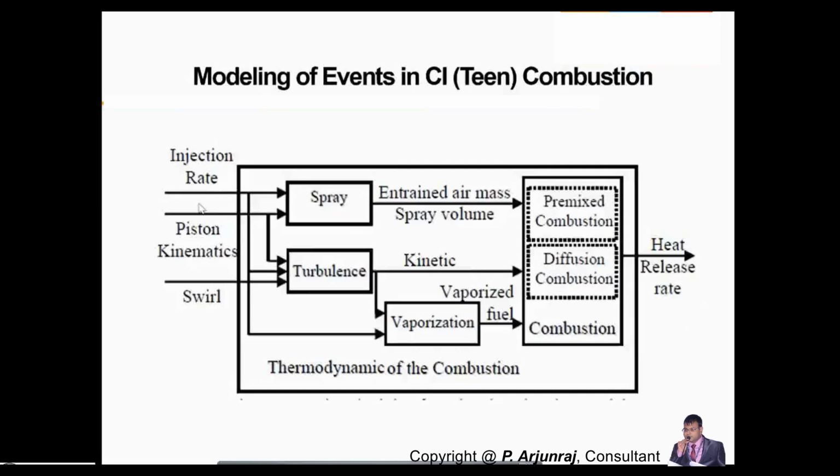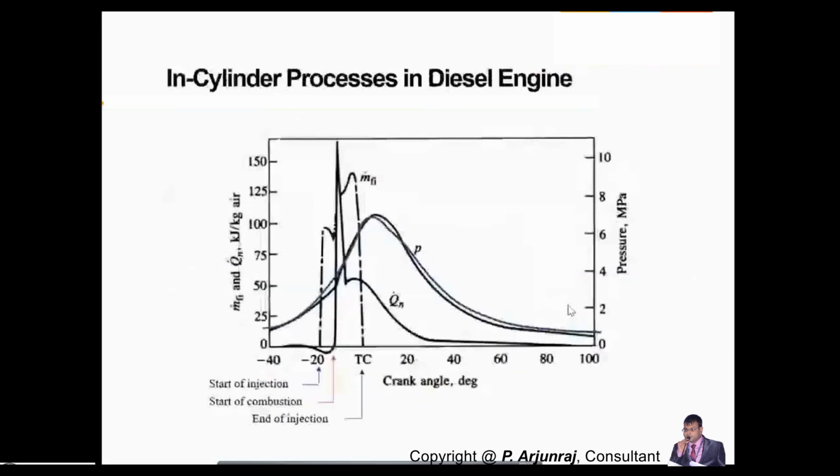So the inputs are the injection rate, the kinematics of the piston, the spray pattern and the turbulence. All this will give you the output of the combustion. This is the thermodynamic process that happens in a CI engine. All these things you need to consider while going for any modeling. Before you put it into the real system, you need to do the simulation modeling, for which all these parameters are very important for doing the analysis.